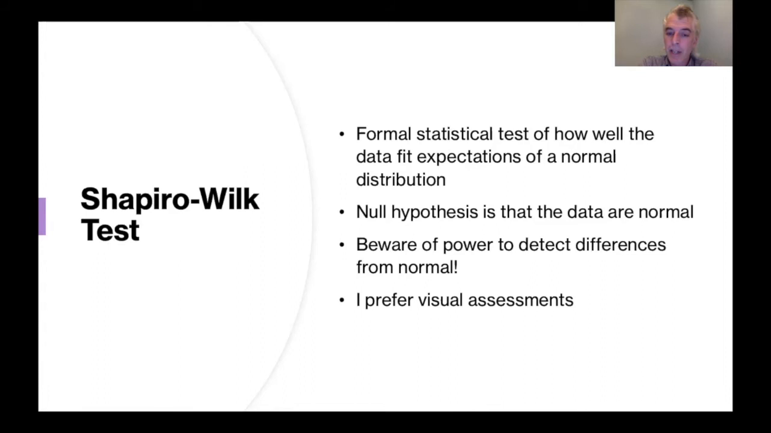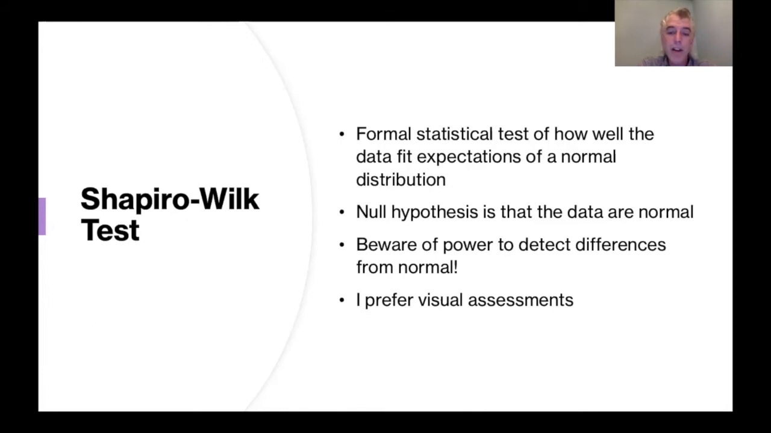And just like our Levene test for our equality of variances, the Shapiro-Wilk test has a null hypothesis that the data meet the assumption. And so we only conclude that the data deviate from the assumptions if this null hypothesis is rejected and the p-value is very small. But because this is a statistical test, we have to be really careful about how power plays into our ability to detect deviations from normality.